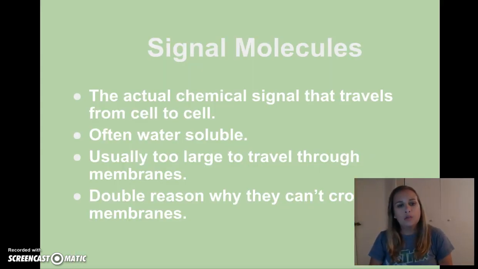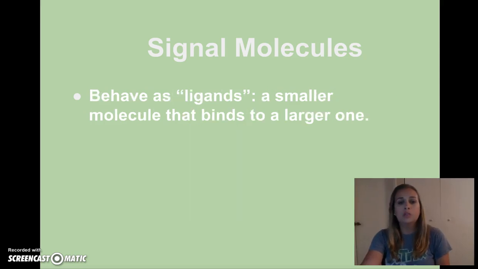So signal molecules are really important. It's the actual chemical that's going to travel from cell to cell. Now, a lot of times these molecules can't cross cell membranes, and the reason for that is because they're usually water soluble. So again, they're not going to like that hydrophobic region of the phospholipid bilayer, and they're also usually pretty large, and so they're going to be too large to actually cross through the membranes. And so because of that, they behave as ligands, or a small molecule that's going to bind to a larger one.